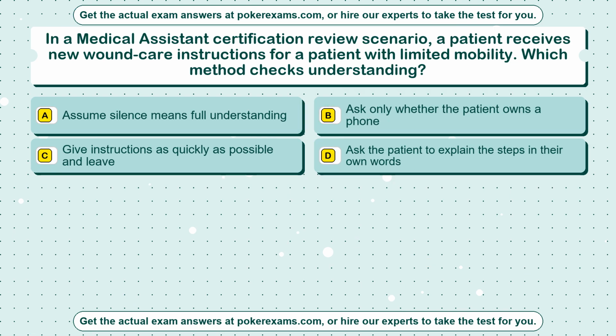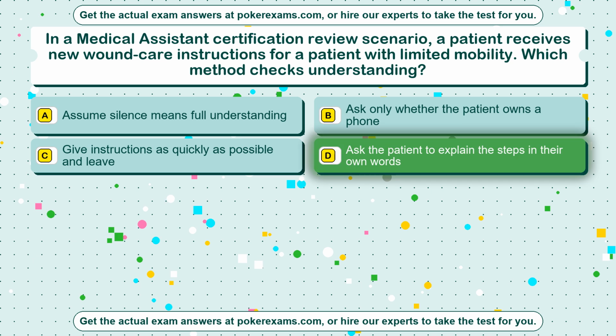Question 60. In a medical assistant certification review scenario, a patient receives new wound care instructions for a patient with limited mobility. Which method checks understanding? Option A, assume silence means full understanding. Option B, ask only whether the patient owns a phone. Option C, give instructions as quickly as possible and leave. Option D, ask the patient to explain the steps in their own words.